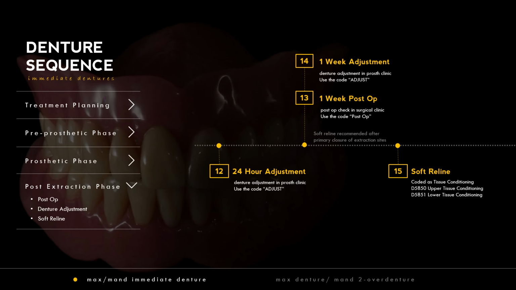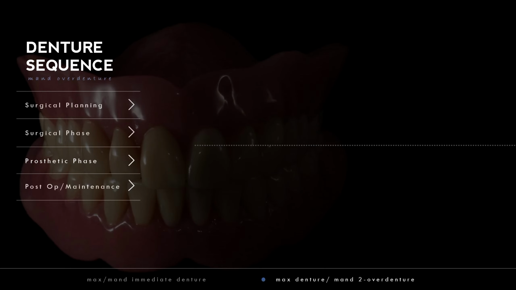We also want you to schedule a couple of additional sets of tissue conditionings, and these can be treatment planned and charged out as needed. So over time, and each patient will heal a little differently, so it's nice to have a couple extra time points in which we can redo this reline procedure as the bone and tissue continue to shrink over time. So that rounds out the immediate denture sequence, and we'll jump into planning the 2-implant overdenture.